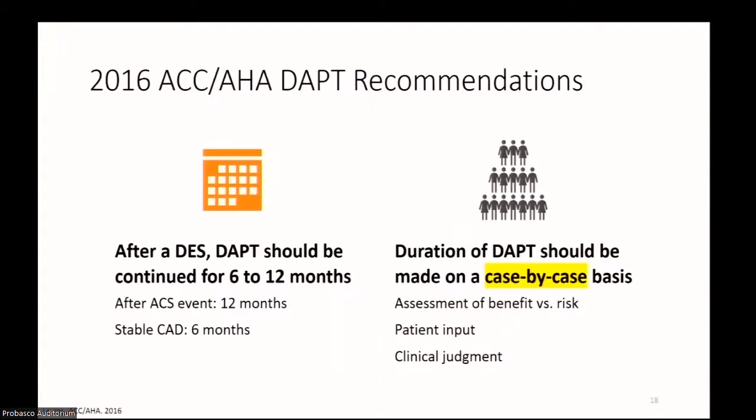And so in summary, the 2016 ACC/AHA DAPT recommendations: after a drug-eluting stent, DAPT should be continued for 6 to 12 months. 12 months after an ACS event, 6 months for elective stable CAD. But overall, all of these should be case-by-case, with an assessment of the benefit versus risk of ischemic events versus bleeding. And patients tend to have lots of opinions about things like this, so always make sure to get their input, and of course, the clinical judgment of the treating physician.